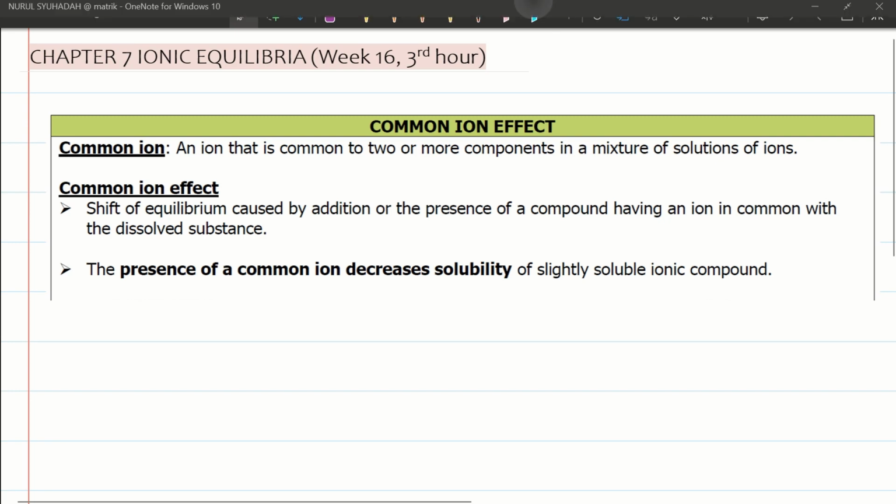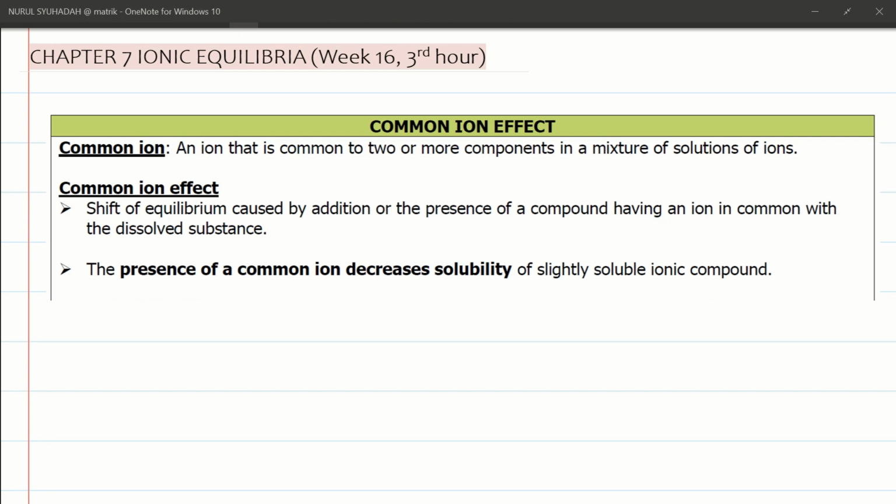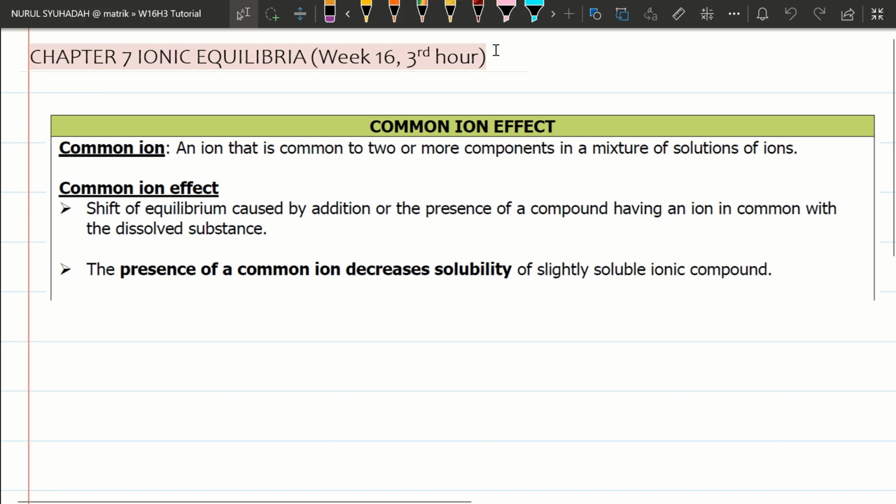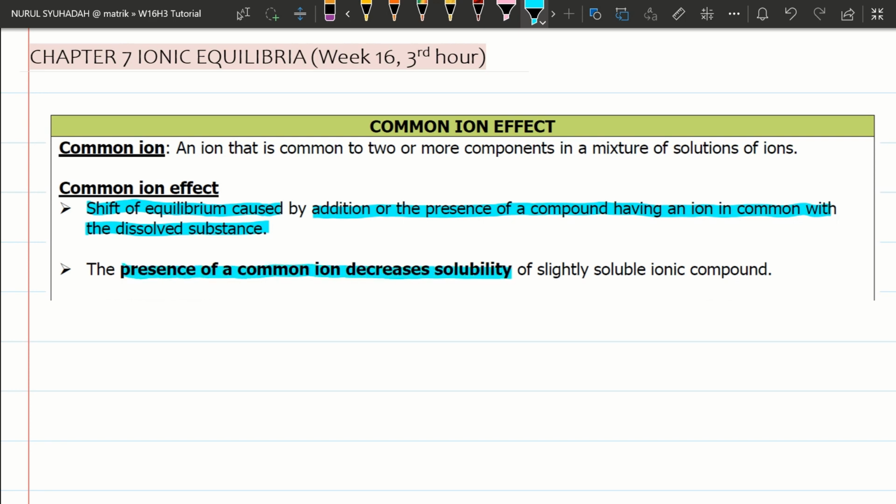So what does the common ion effect have to do with our solubility dekat sini? Okay, common ion effect dekat sini dia kata shift of equilibrium caused by addition or the presence of a compound having an ion in common with the dissolved substance. And then dekat sini dia kata the presence of a common ion decreases the solubility of a slightly soluble ionic compound. Okay, so what does it mean here?